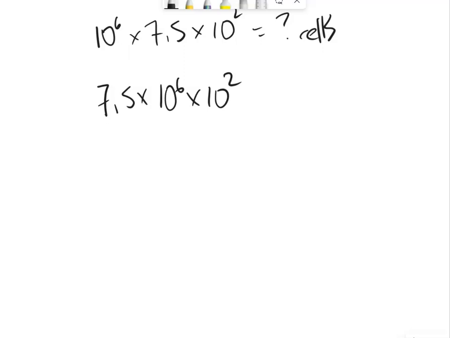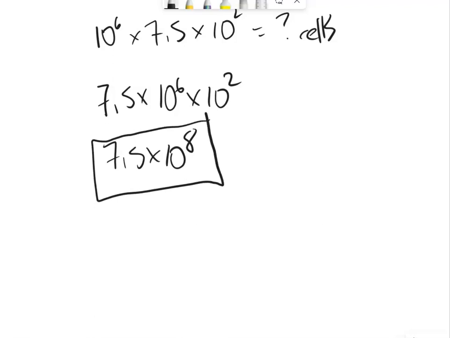So what do we do? We add these two exponents together. So we would end up with 7.5 times 10 to the 8th power. And that is going to be our answer in scientific notation in units of cells.